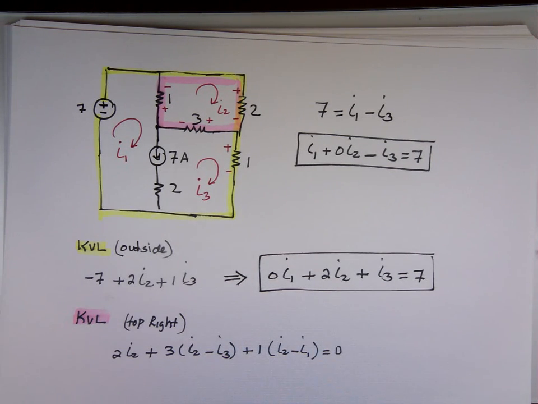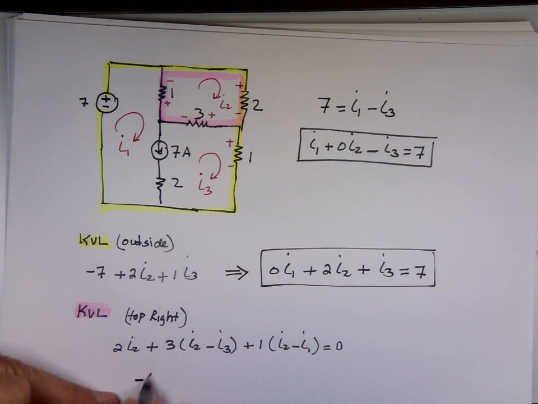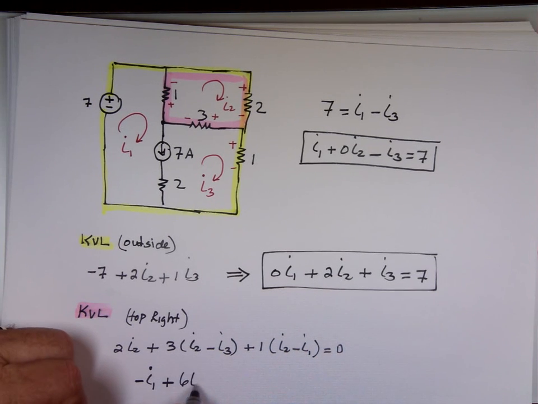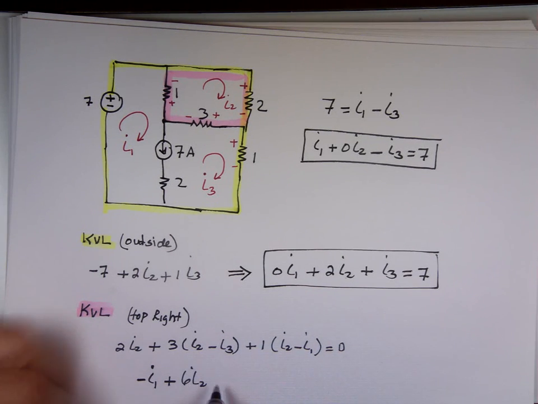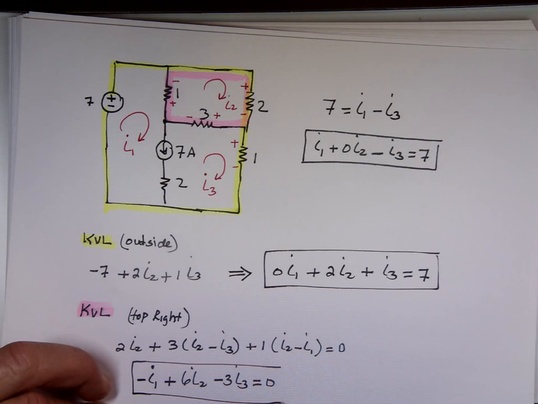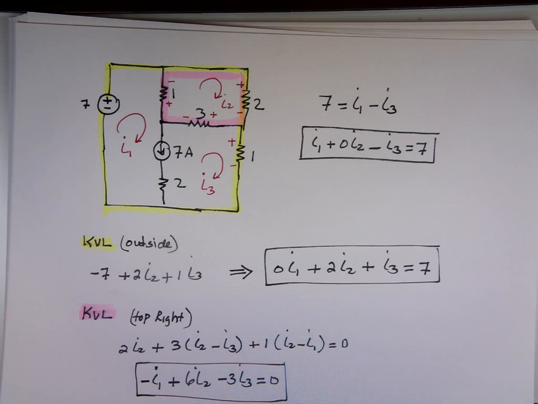And now if I can combine like terms, I have my third equation. So I have negative I sub 1. Let's look at I sub 2. There's 1, 2, 3, that's 6 of them. I sub 3, we have negative 3 I sub 3 equals 0. My 3 equations by 3 unknowns. And you can use any method to solve them.